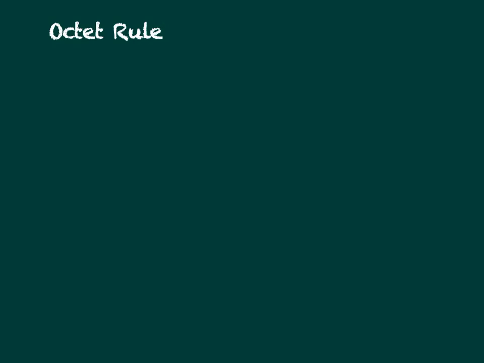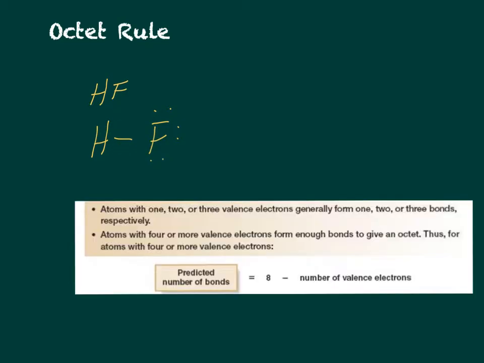Well, what about something like hydrofluoric acid? HF has this Lewis structure. Now, how many electrons are surrounding that fluorine? We've got 2, 4, 6, 8. And don't forget that the total number of bonds formed is going to be based upon the number of valence electrons that the atom has. So for fluorine, we had 7 valence electrons. It can only form one bond because 8 minus 7 is 1.